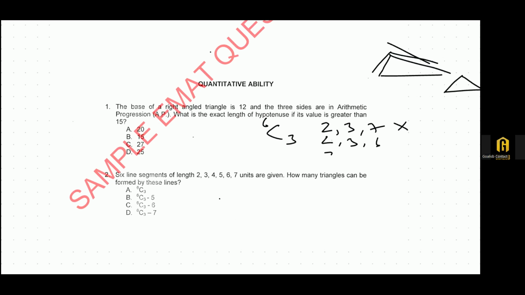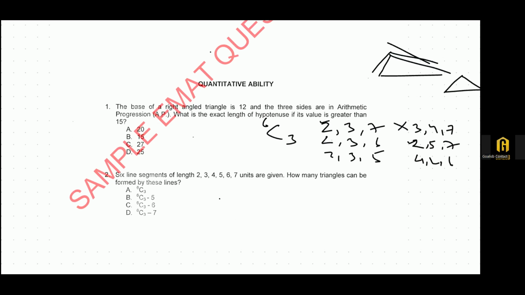3, 4, 7 is also not possible because 3 plus 4 is equal to 7, not greater. 2, 5, 7 is also not possible. 4, 2, 6 is also not possible. So 2, 3, 2, 4, 2, 5. 2, 3, 7, 2, 5, 7. 2, 4, 7 is also not possible. So that is the exhaustive list, I think.